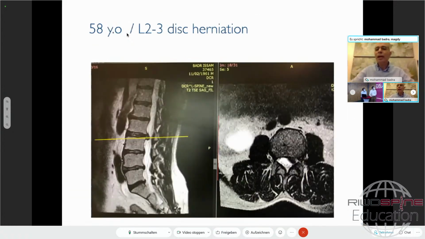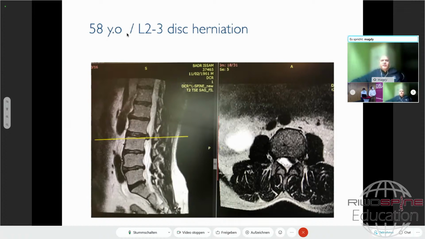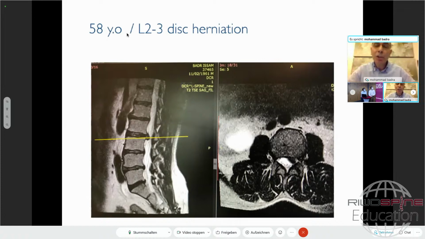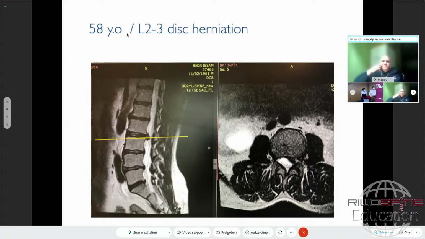Let's go ahead. Mohammed, if this case was not down migrated, would you do the same? I would do it transforaminal, of course. But I'm afraid, with a down migrating disc herniation, if I go in at a certain angle I will injure the exiting nerve. I will put pressure on it.